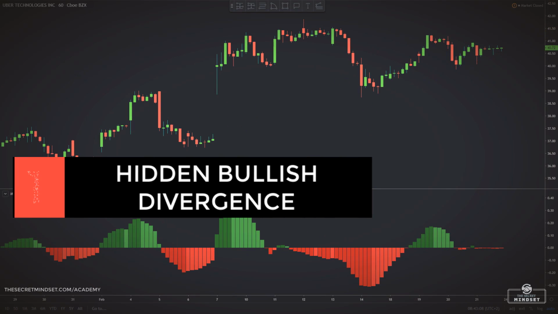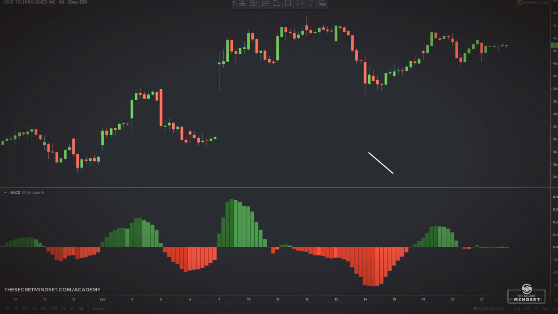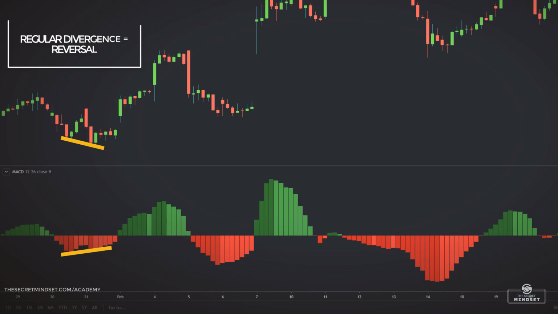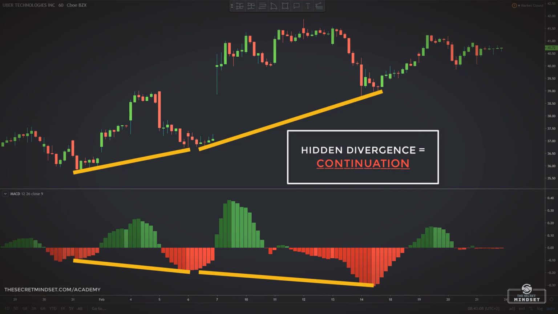How does the hidden bullish divergence work? A hidden bullish divergence works based on the concept of the lows in price and the lows in the oscillator. While a trade with regular divergences indicates a reversal of trending price action, hidden divergence is an indication that the trend will continue. I like to consider a hidden divergence as the end of a pullback.